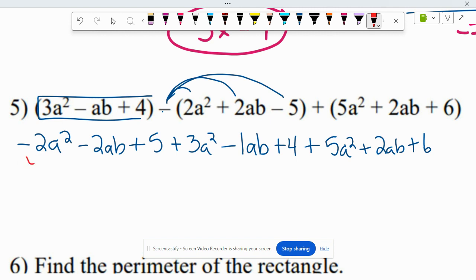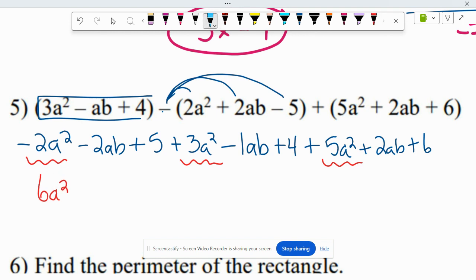Okay, so the first thing I'm going to do is identify my like terms. I'm going to identify all of the a squared terms. So let's see, I have a -2a squared, a positive 3a squared, and a positive 5a squared. So really, I think of it as 3 plus 5 is 8, minus 2 is 6. So I have 6a squared.